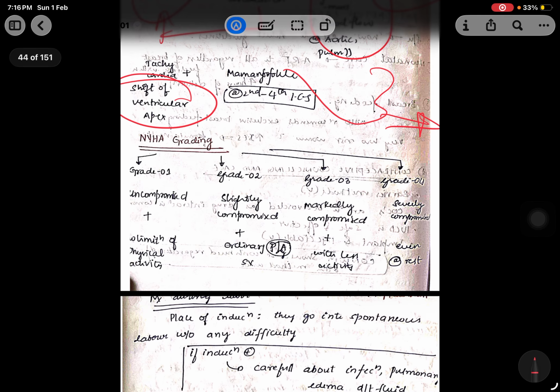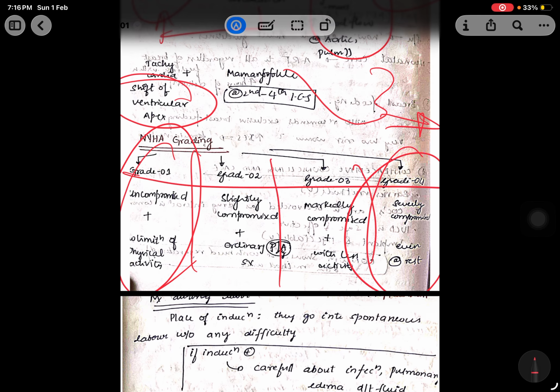Again, NYHA grading is the same thing which you study in medicine. Class one is normal. Class four is severely compromised, even at rest. Class two is slightly compromised and class three is markedly compromised. Remember that, and it's enough.